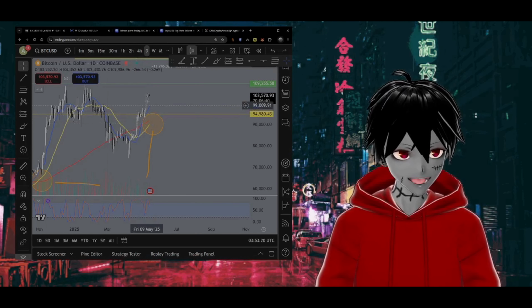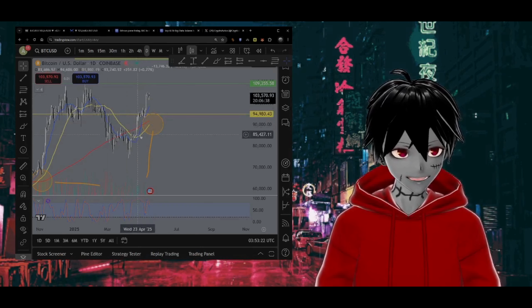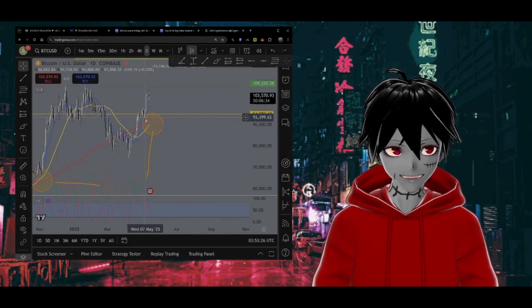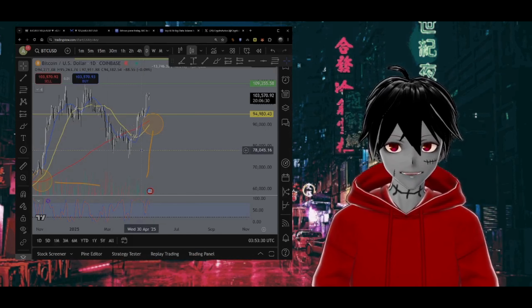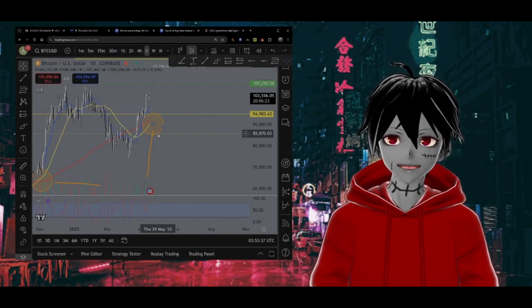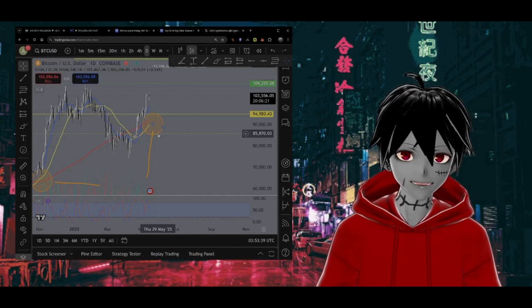On top of that too, whenever the price action is trading above the MAs, that's bullish. When the price action is trading below these lines, that's bearish as fuck, guys. So we are getting close to forming a golden cross.